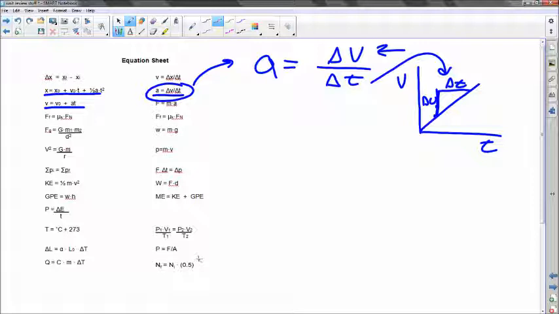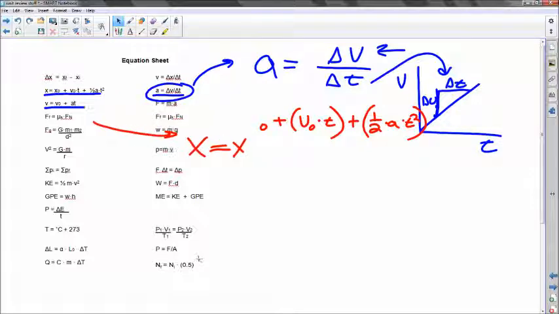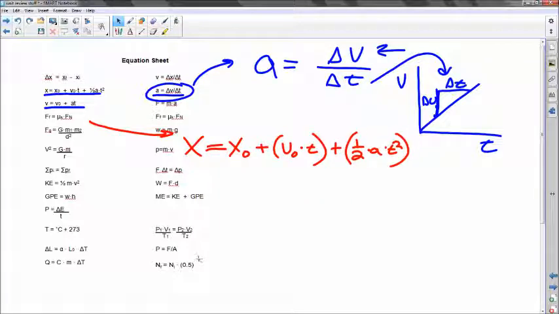Another important equation is this nice big long one, which we call the position equation. We use this all the time. It says that the position at any point in time is equal to an object's initial position plus its initial velocity times its time plus 1/2 times the acceleration times the time squared. And a lot of people end up leaving out that time squared part, but it's important.